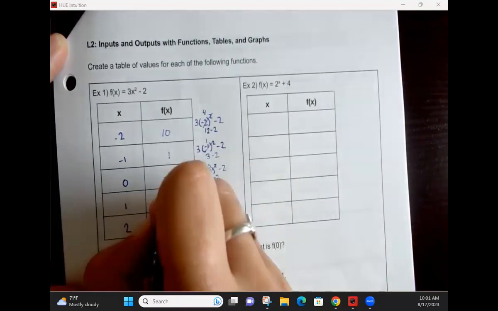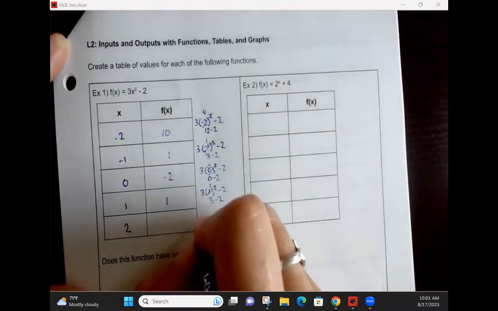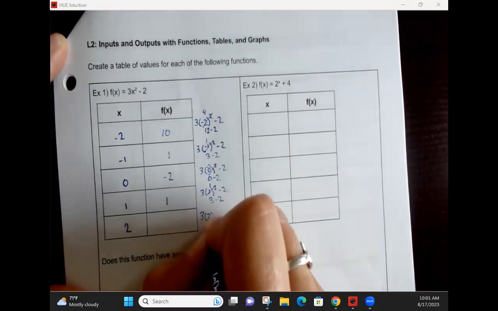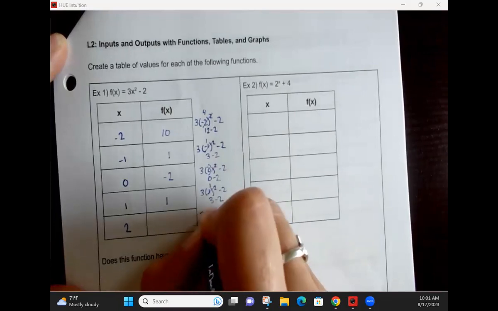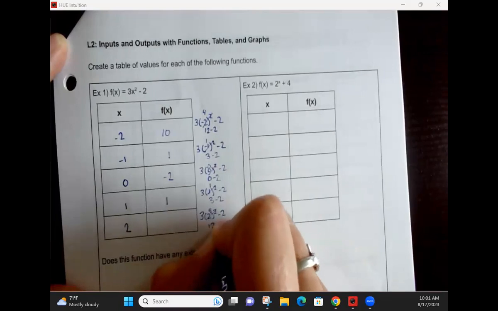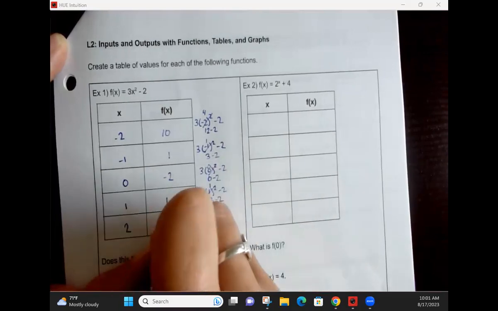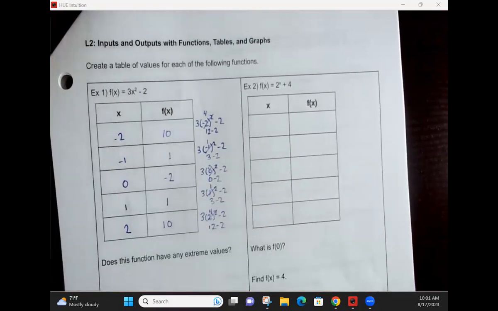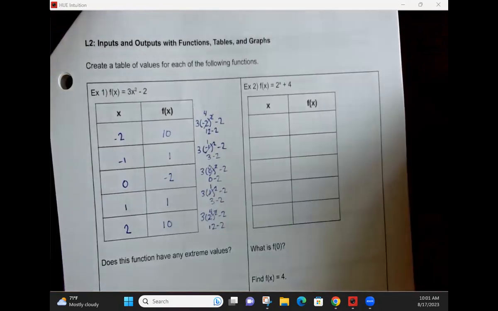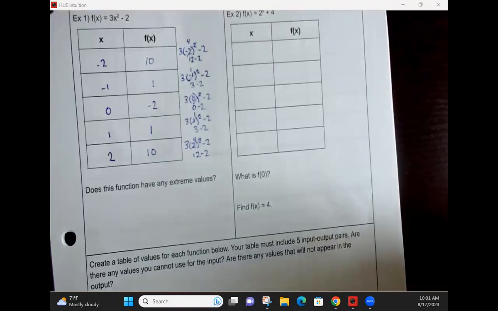When I plug in 1, I get 1. When I plug in 2, I get 10. And then at the bottom, I asked you, does this function have any extreme values?